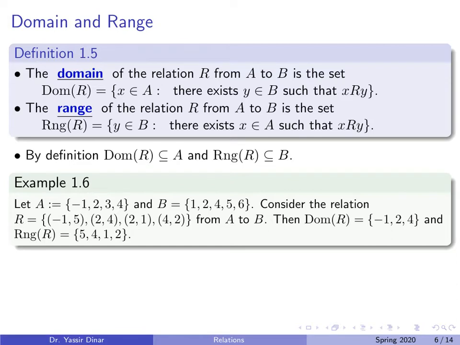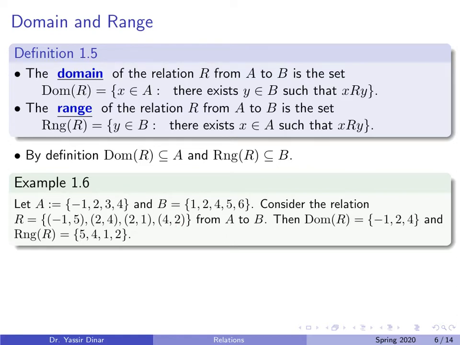Let us illustrate this with an example. So we have here my set A containing 4 elements: -1, 2, 3, and 4, and the set B containing 5 elements: 1, 2, 4, 5, and 6. I define a relation, also denoted by R in this example, which contains these ordered pairs of elements: (-1, 5), (2, 4), (2, 1), and (4, 2).